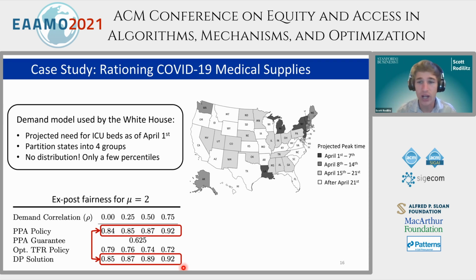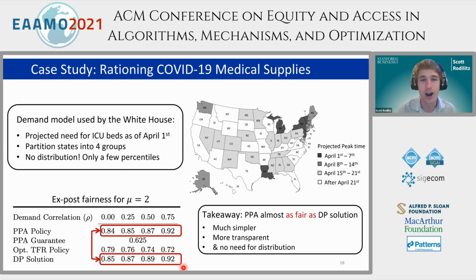So, right, this is a well-defined optimization problem. You can formulate a dynamic program. In many cases, that DP is going to be intractable. We made this fairly simple so that we could solve the DP. And even despite this, our policy is almost as fair as a dynamic programming solution. And of course, it's much simpler. It's much more transparent. It's not this black box, and you don't need full distributional information. So we think there's a lot of good reasons to use this pretty straightforward policy in practical settings.